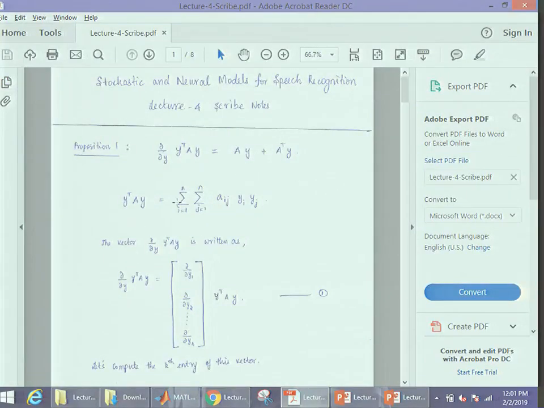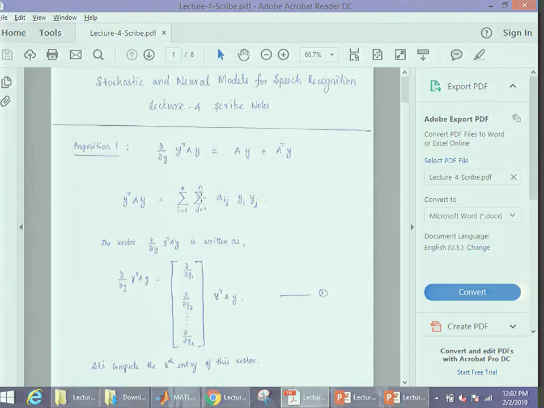That is done like this. So y transpose Ay is nothing but you can write it as the sum over i, sum over j, a_ij y_i y_j. If you have any questions about these forms of notation, you can ask me. You can even try this yourself, just see for a small matrix whether it applies or not.